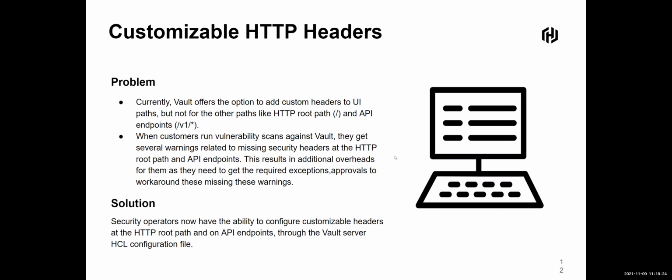And this is additional overheads for you because you might need to be seeking required exceptions, approvals to work around these warnings. And sometimes it is a gap that you might want to fill for your compliance reasons as well. And so as of 1.9, what we have done is provided the ability to configure customizable headers at the root path and the API endpoint paths through the HCL config file. Next slide, please.